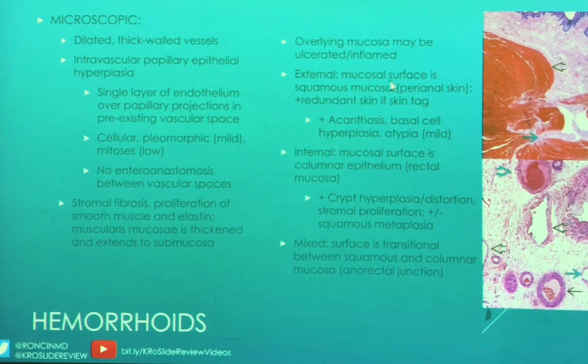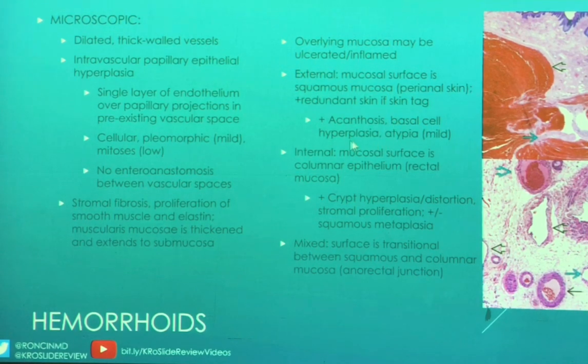So your external, again, these are covered by squamous mucosa. This is perianal skin, and you may have redundant skin present if there's skin tags. So again, you can see acanthosis, basal cell hyperplasia, and again, mild atypia. So we're thinking things that look more like mild atypia, reactive type changes, those kind of things.